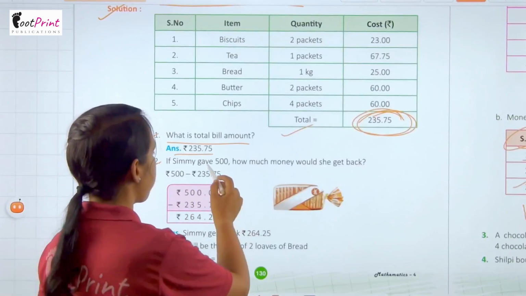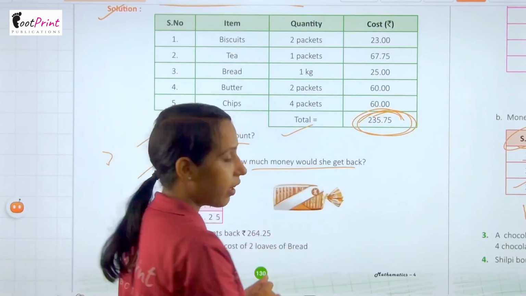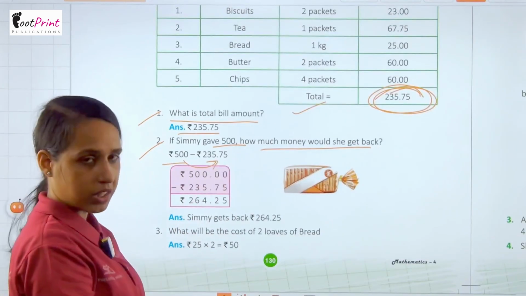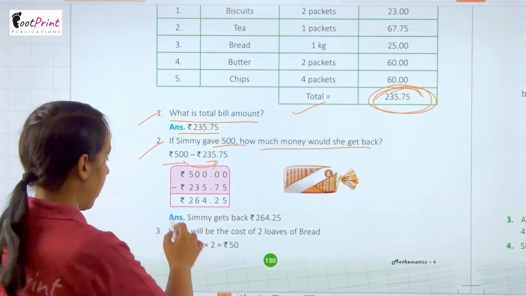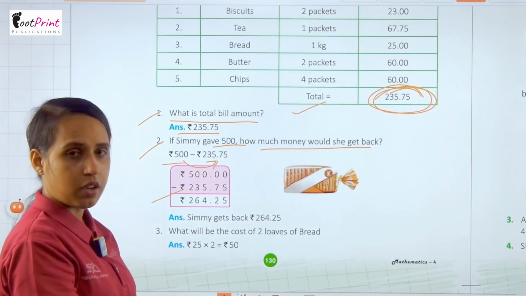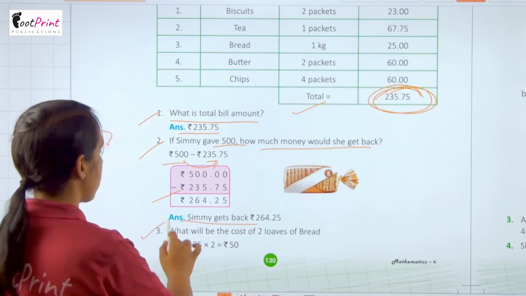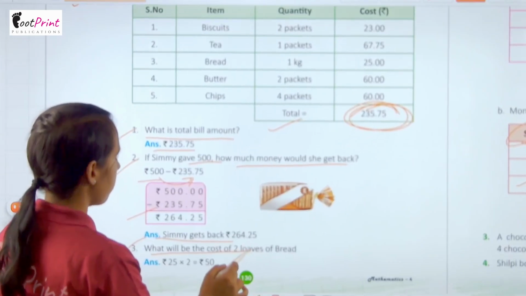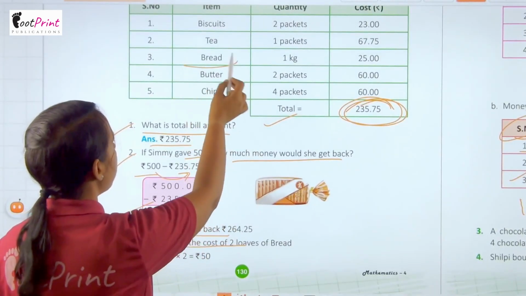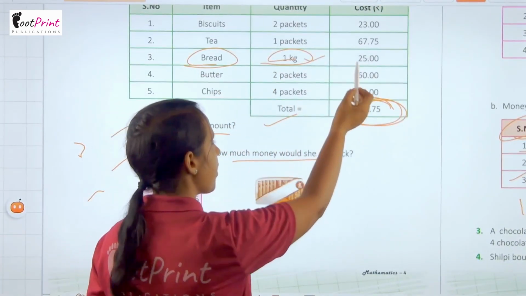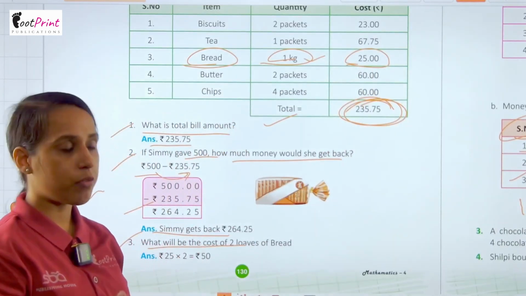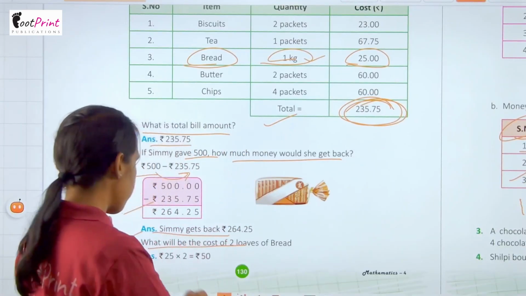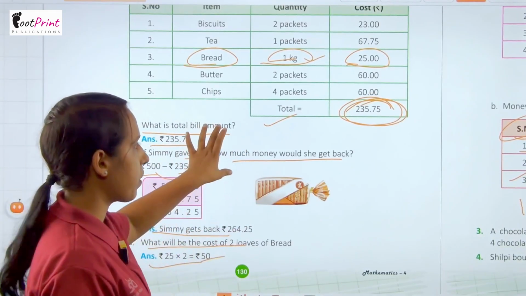Okay. Now question number 2. If Simi gave 500 rupees, how much money would she get back? We know that the total money is 500 and we have the amount below this one. So we will subtract it from 500 and we get here 264 rupees 25 paise. And the next question is what will be the cost of 2 loaves of bread? So here we have bread, that is 1 loaf, means 1 kg, is 25 rupees, and we have to find out the cost of 2 kg of bread, or we can say 2 loaves. So that will be 25 into 2 equals 50 rupees. Okay.